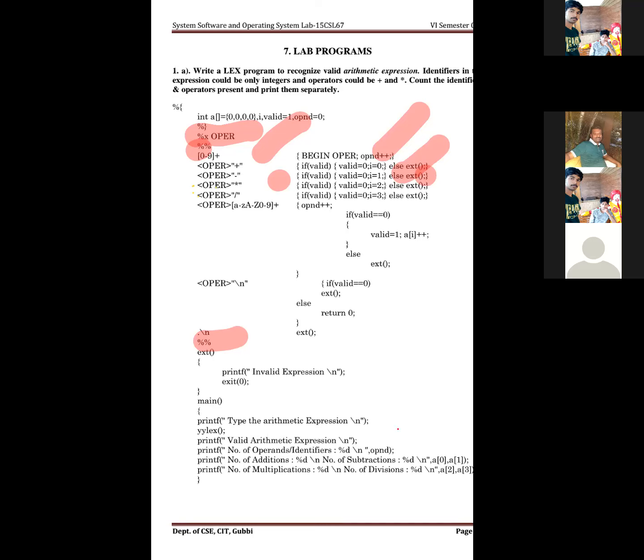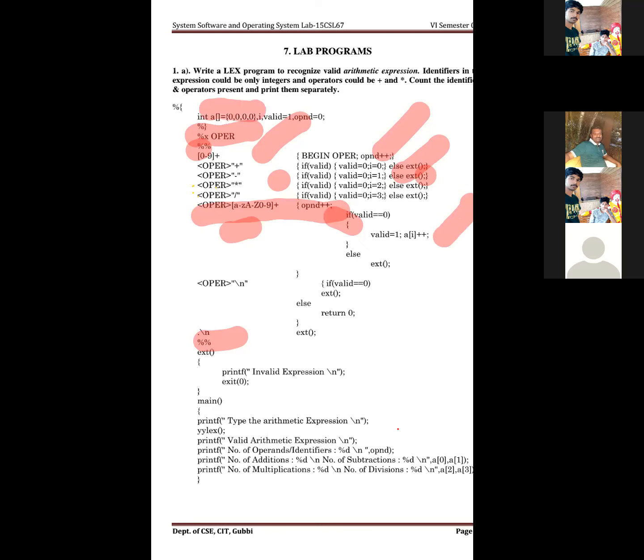If you have any symbols like A to Z, either small letters or capital letters, or 0 to 9 numbers, with one or more occurrences, then operand will be incremented. For that purpose, we have to differentiate your operand. Remember this part carefully. Both letters, whether capital or lowercase, and numbers will be treated as operand. If you find one or more occurrences, that is the plus symbol, then operand plus plus. If valid is 0, then what happens?